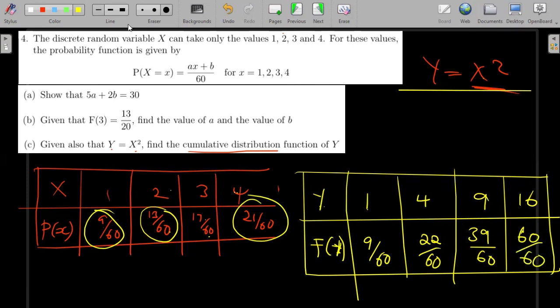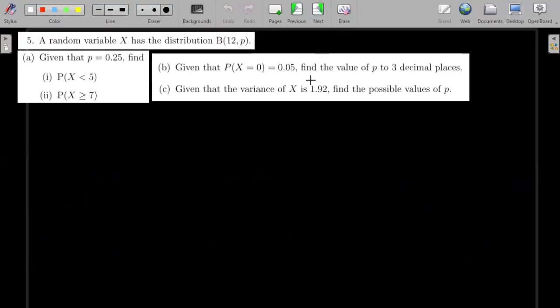So you can see that in the final column here we're ending up with 60 over 60, which is 1. The cumulative probability in the last column should always be 1, so it means we are correct here. So what we have drawn here will be the cumulative distribution of what? Y. All right, so let's look at the last question, which is on the binomial distribution.